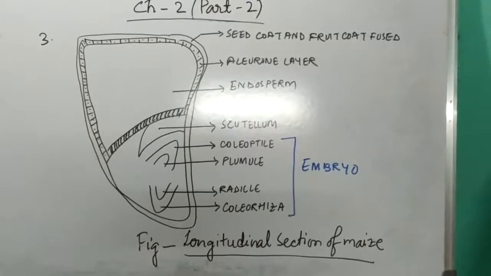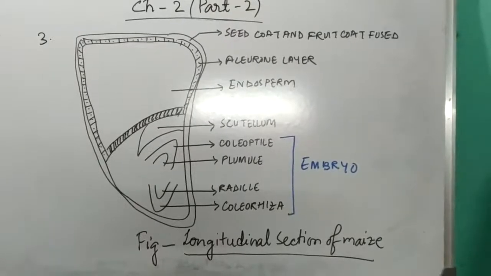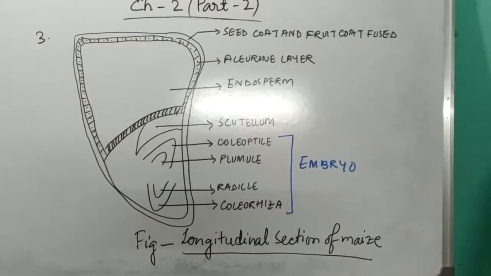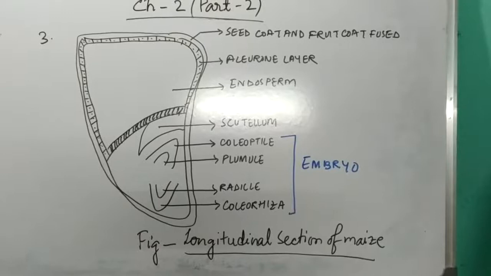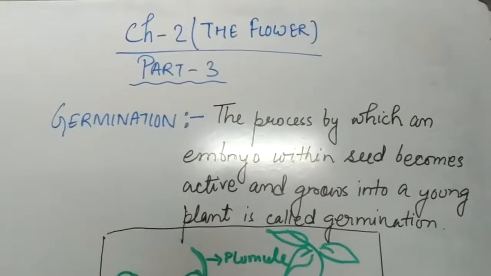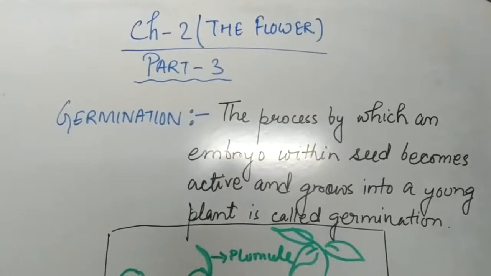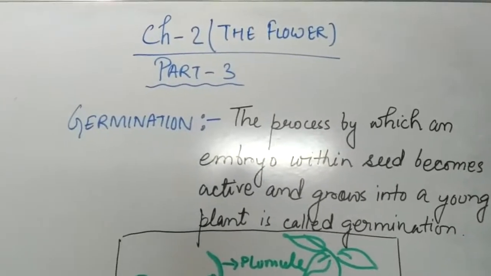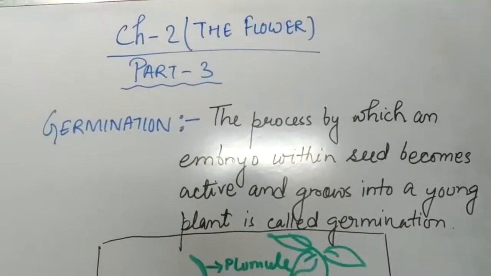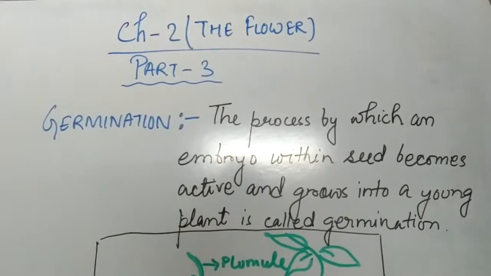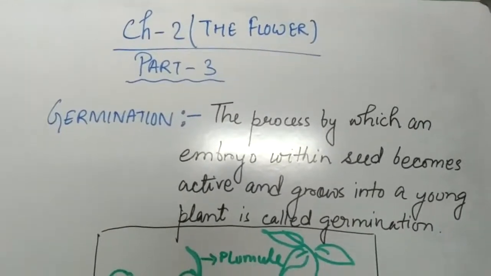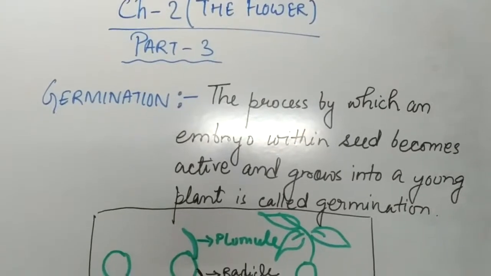So let us begin with the second part, that is part 3 of chapter 2, that is germination. So now let us learn about germination. Since we have already learned about the structure of flower, pollination, fertilization, and the formation of fruit and seed, now we will be learning about germination.